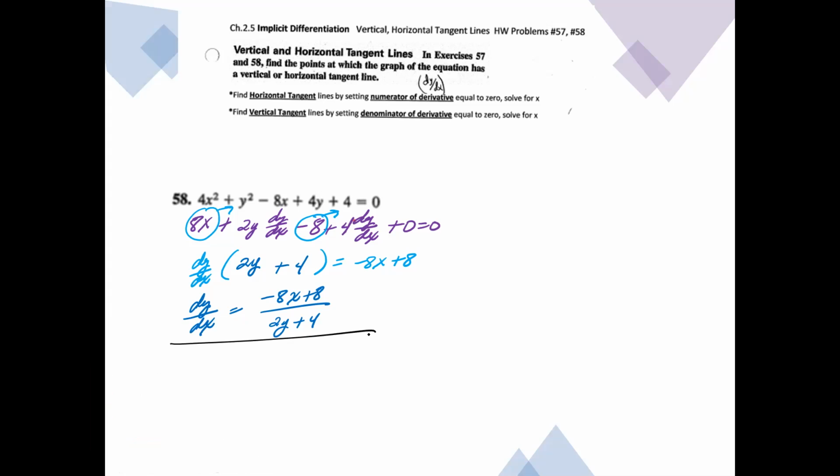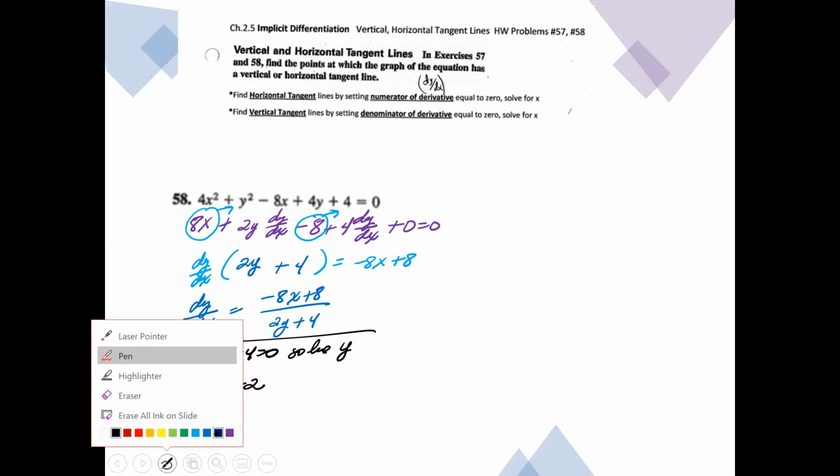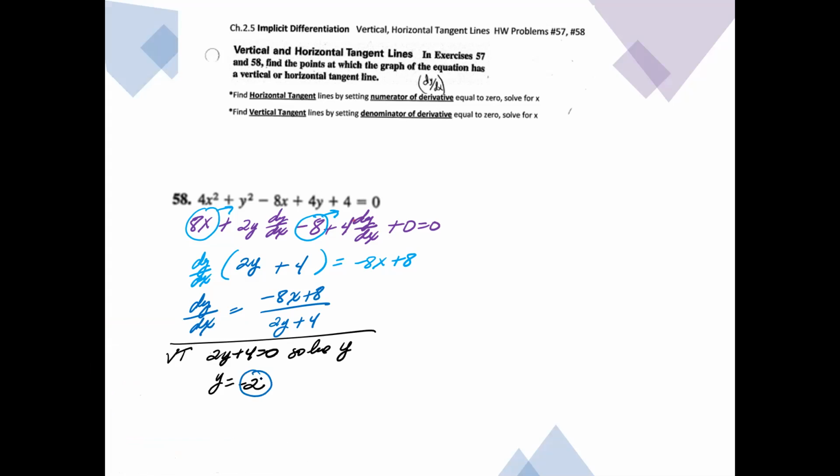Since last time we started off with the vertical tangent, I figured this time we'll do the same thing. I'll put VT for vertical tangent. So remember, the vertical tangent means you set the denominator equal to 0, and that's going to be 2y plus 4 equal to 0. Solve for y, and you have y equals a negative 2. So what you're going to do with this negative 2 is take this and plug it back into the original equation. And remember, this is the original equation right here.